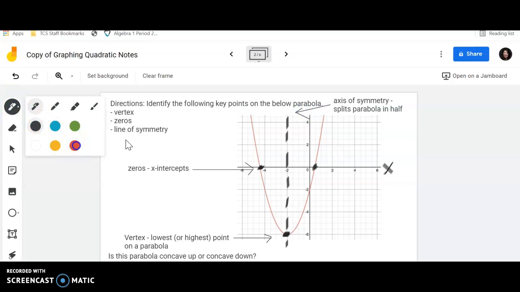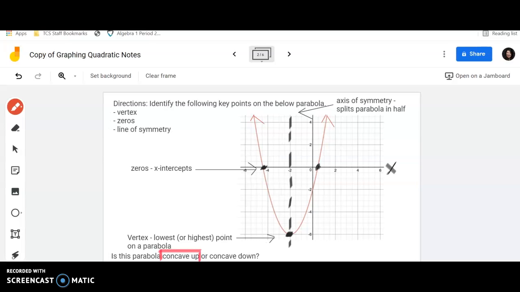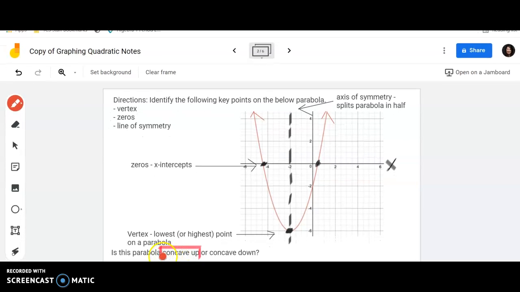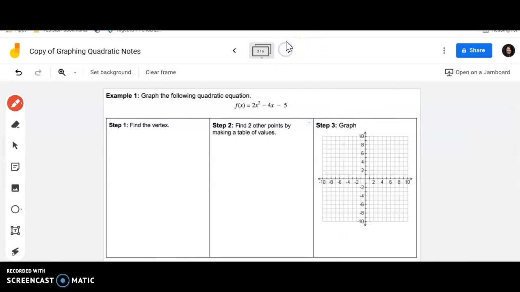Now this graph doesn't have arrows, but it should because every quadratic is going to keep going on forever unless they tell you restrictions. And then at the bottom it asks, is this parabola concave up or concave down? And it is concave up. All right, slide 3.